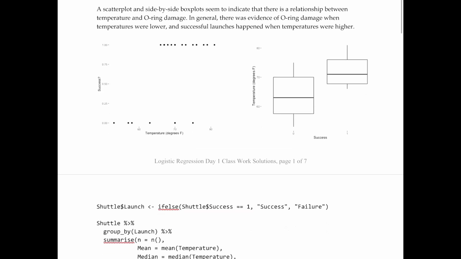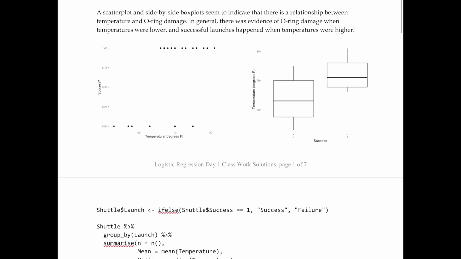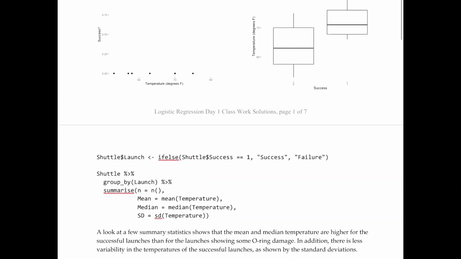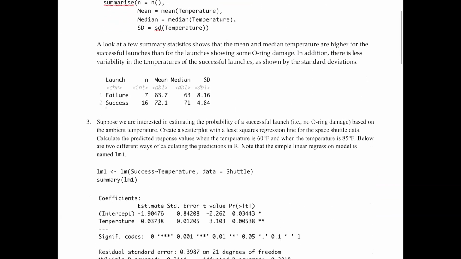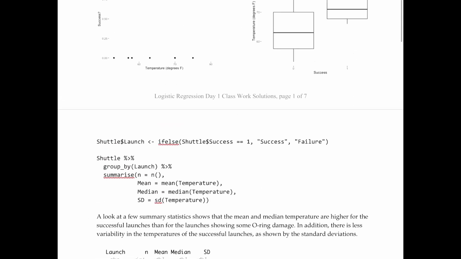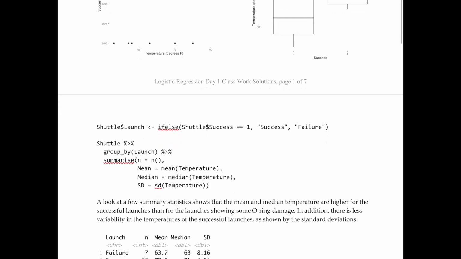The basic thing that we can see in number 2 by doing a scatter plot, side-by-side box plot, and looking at a few summary statistics is just that the temperatures tended to be lower for the launches that had some evidence of O-ring failure, and the temperatures tended to be higher for launches that did not have any evidence of O-ring damage.